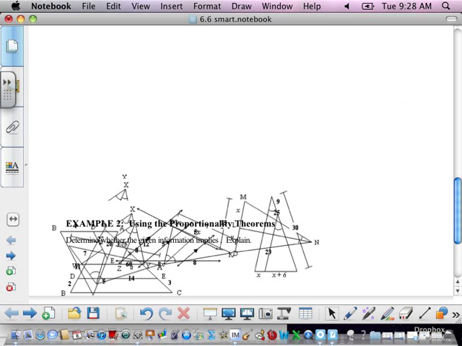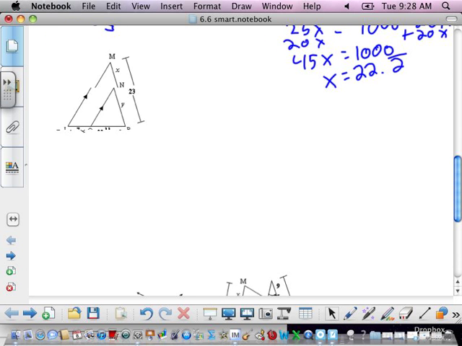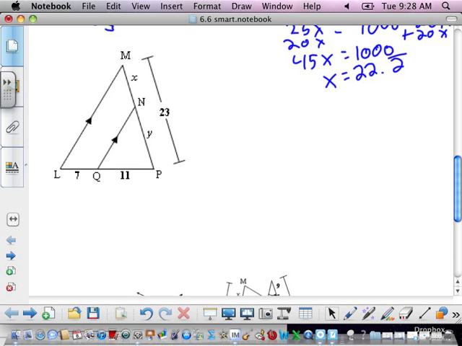Okay, we're looking at C. Let's see. Is there something that's really easy to set up that you know it's this over this? 7 over 11. That's correct. All right, what about the other one? 20. What goes with 7? X. Okay, so that was easy.